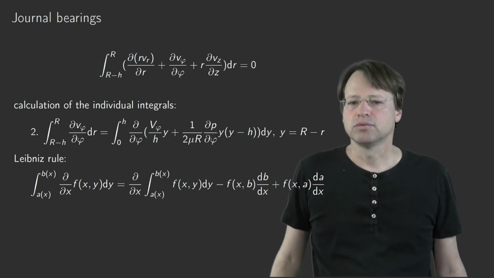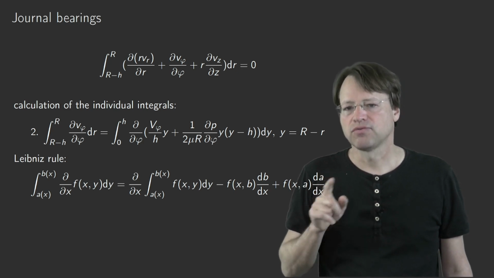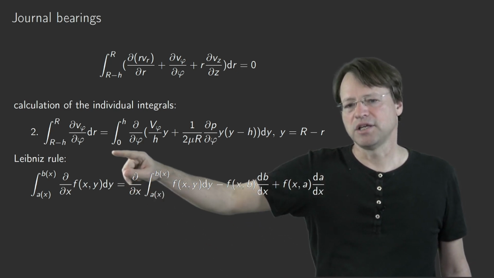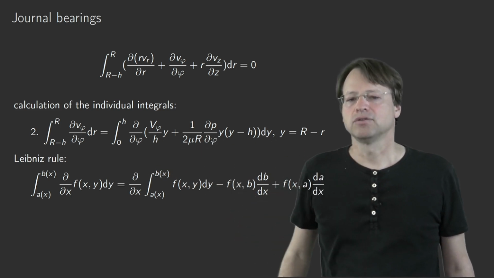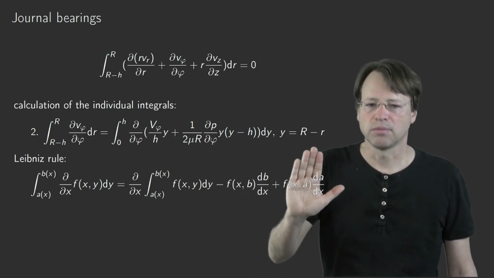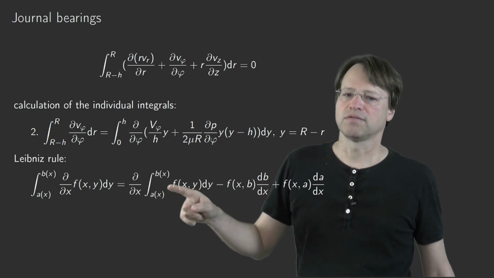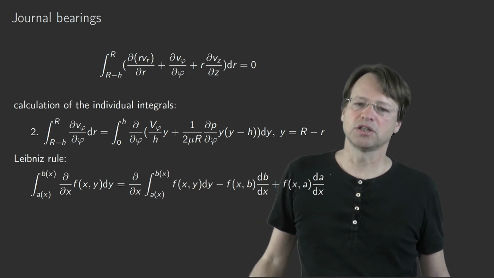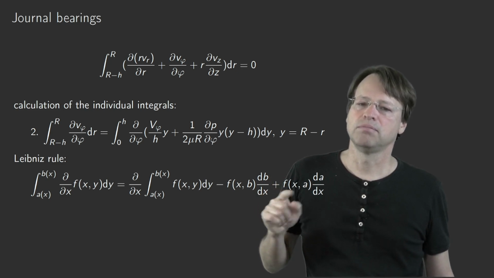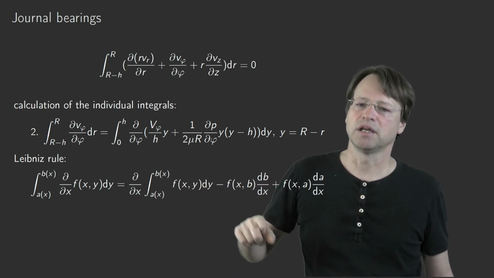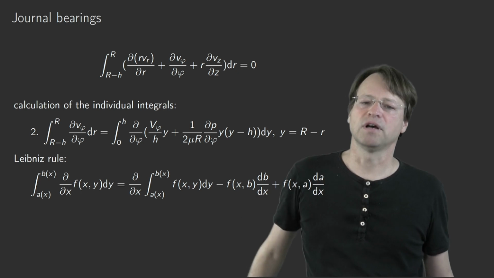How do we apply this rule here? Well, here we have a simplification that the lower limit a does not depend on x. So we can drop the last term. So we just have to take this interchange into account, and then we have minus f(x, b) dB by dx, which amounts, dB by dx, to dh by d phi.